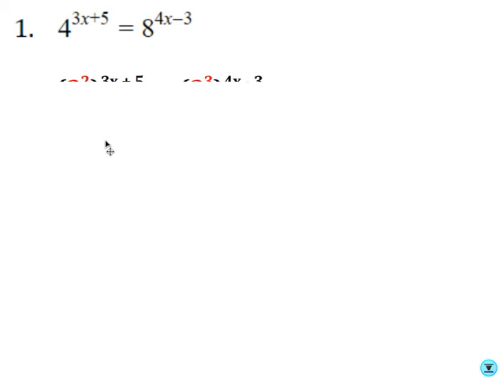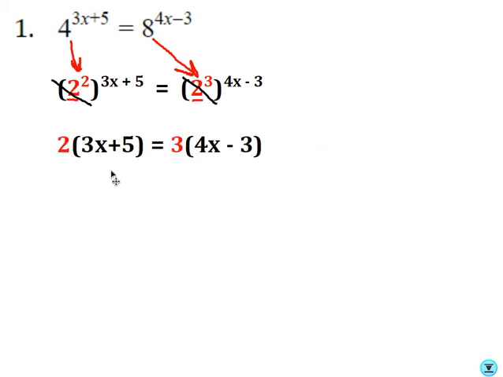So in this case, 4 is the same thing as 2 squared, and 8 is the same thing as 2 cubed. So now we have a base of 2 for both, with powers of 3x plus 5 and 4x minus 3. Once we make our bases the same, they cancel out. We don't need them anymore. Now we can set up a new equation with the powers being equal since our bases were the same. This power coming down here, this one coming down here.